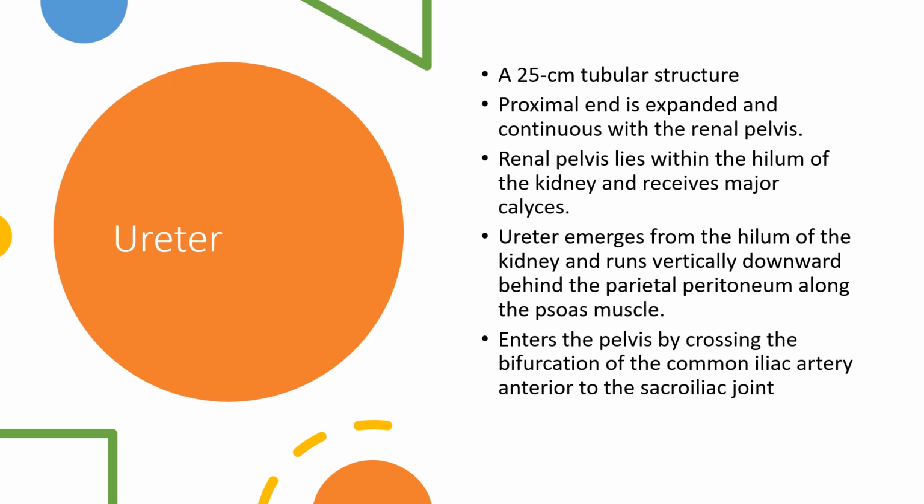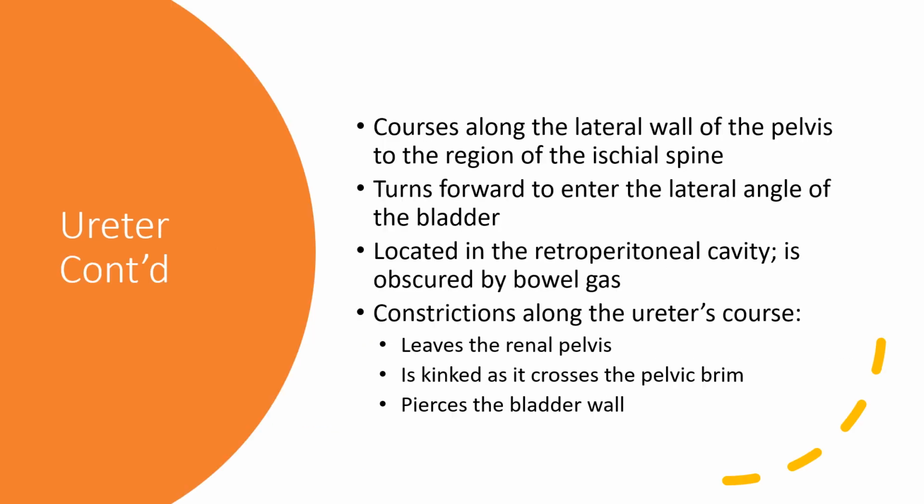Once it emerges from the hilum of the kidney, it's going to run vertically downward behind the parietal peritoneum and follow along that psoas muscle. It's going to enter the pelvis by crossing the bifurcation of the common iliac artery anterior to the SI joint, the sacroiliac joint. From there, it's going to course along the lateral wall of the pelvis to the region of the ischial spine, and then it's going to turn forward, and it's going to enter at the lateral angle of the bladder.